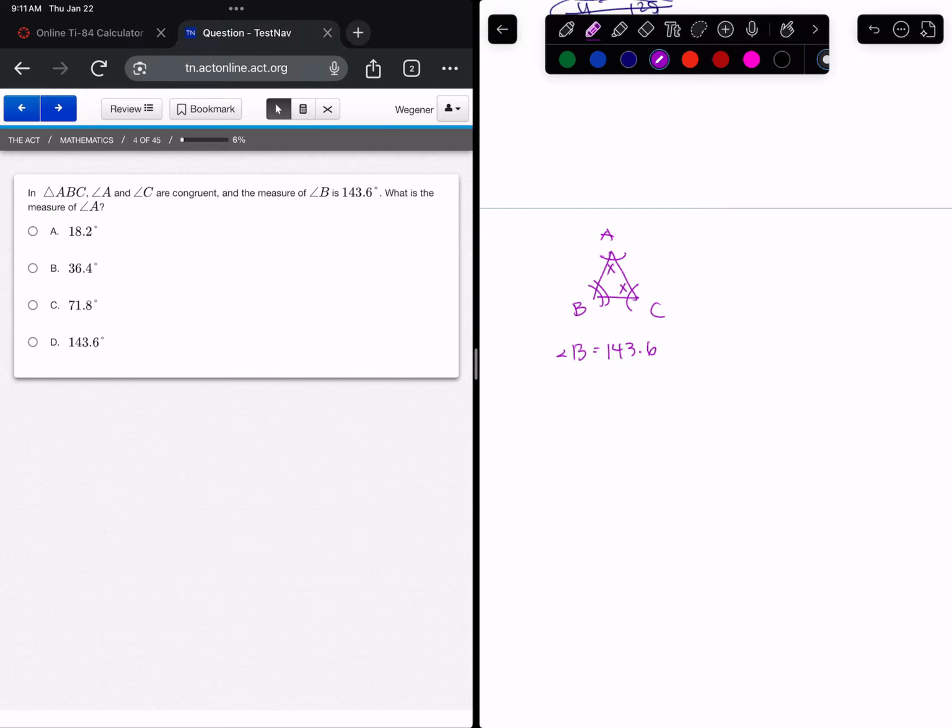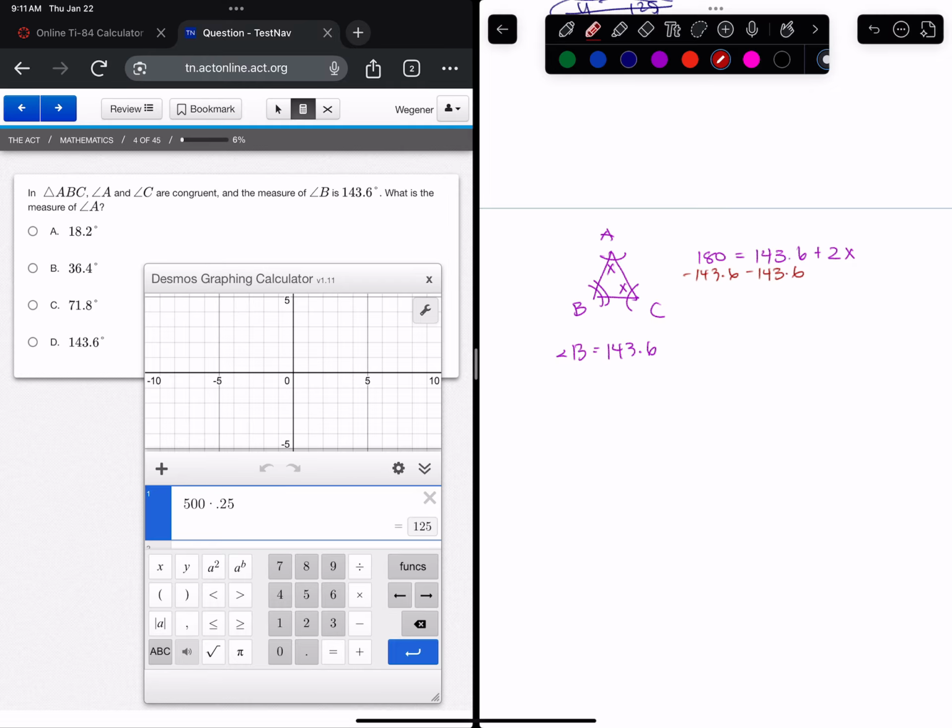I do know that a triangle is 180 degrees in total for those three angles, so 180 is equal to 143.6 plus the two angles. I have no idea what they are, okay? So it's just a basic find x problem. And I'm going to go ahead and use the calculator so I know what I'm putting in is correct.